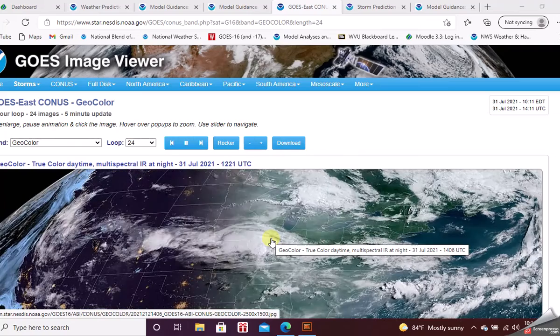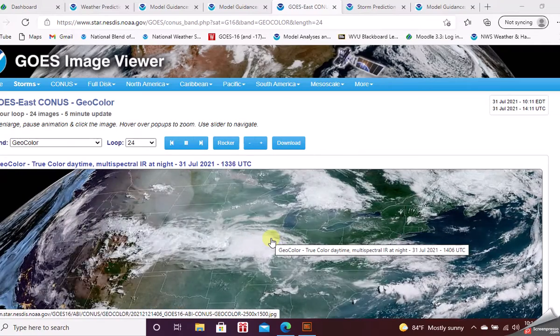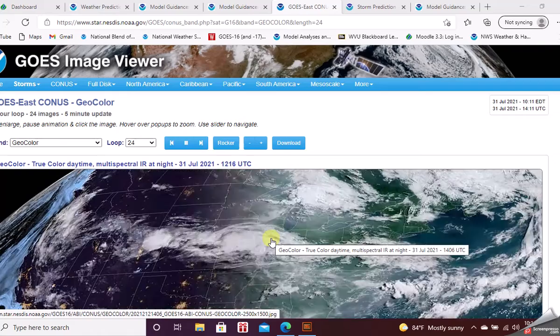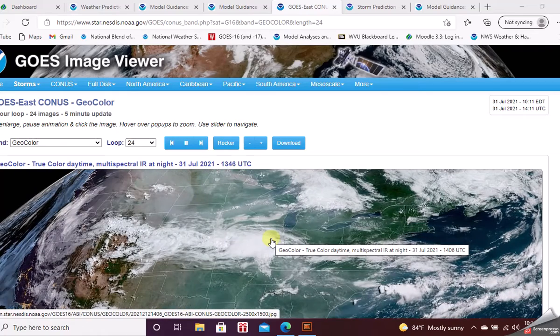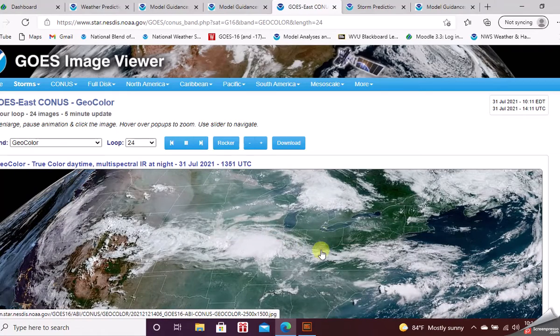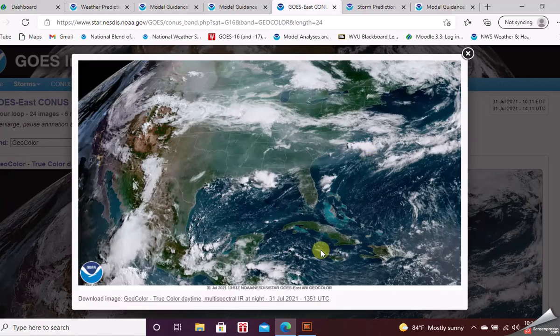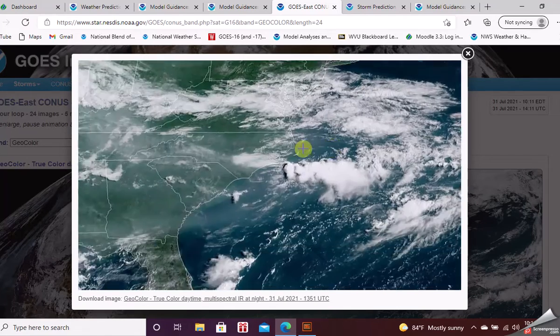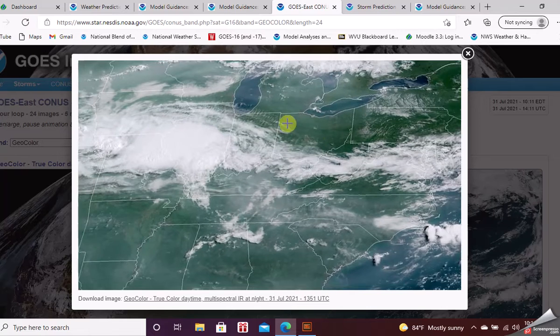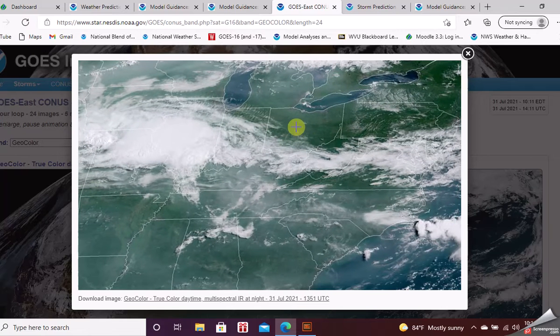So the last part here I want to talk about is just doing a forecast. So we're going to write a forecast today for Ohio. Not necessarily for today, but for the next couple days. So if I was looking at Ohio, what do I see? I'm just looking at satellite. It's a great place to start.